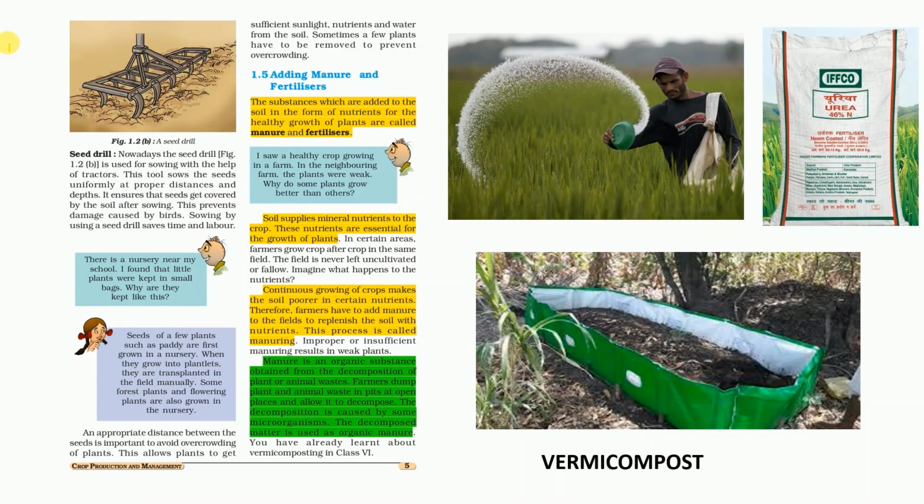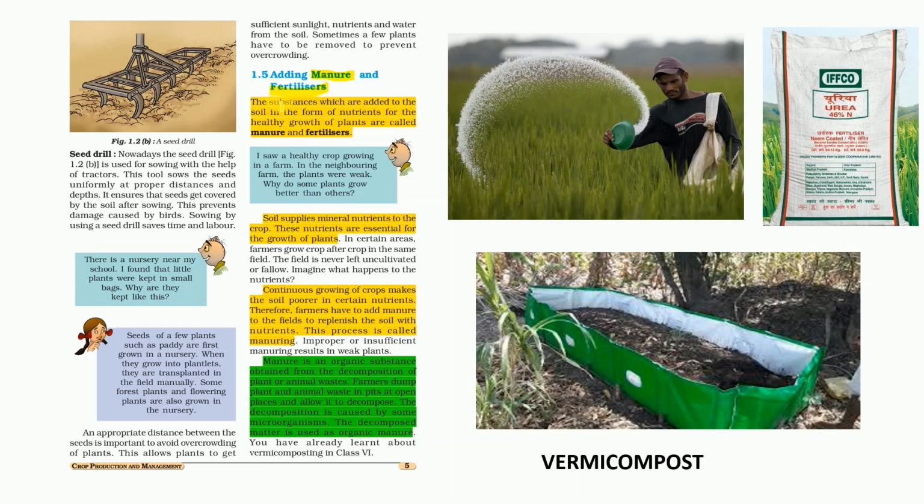And now coming, this is a typical seed drill which is run by the tractors. And now coming to the third importance, the manure and the fertilizers. What is the difference between the manure and fertilizers? Basically the manure is an organic thing while the fertilizer is a chemical thing.